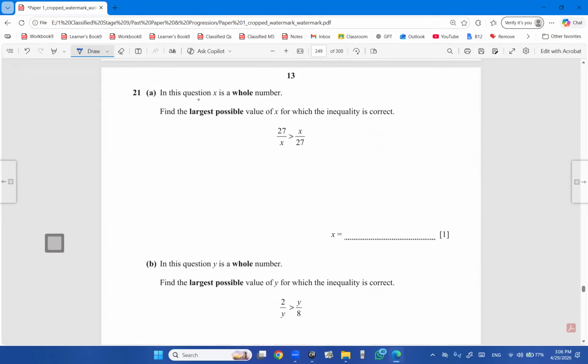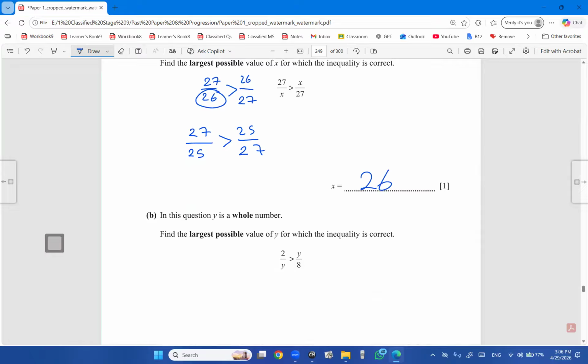Question 21. In this question, x is a whole number. Find the largest possible value. Well, if you notice over here, 27, if you put under it 27 over 26, yes, definitely it is greater than 26 over 27. And also if you put 27 over 25, it is going to be greater than 25 over 27. Any value that is smaller than 27 is going to work and is going to make this statement correct and true. But they want the largest possible value of x. So it is the 26 is the largest possible value.